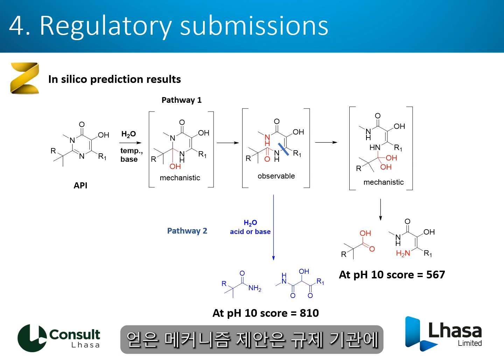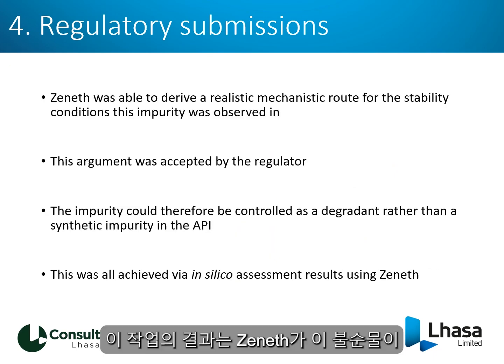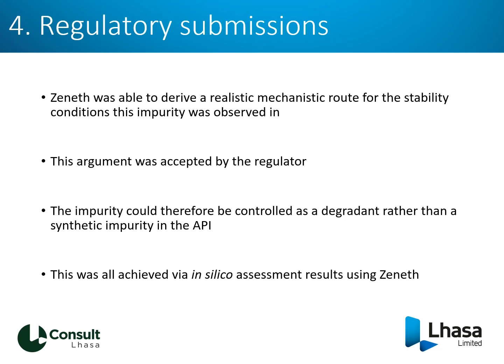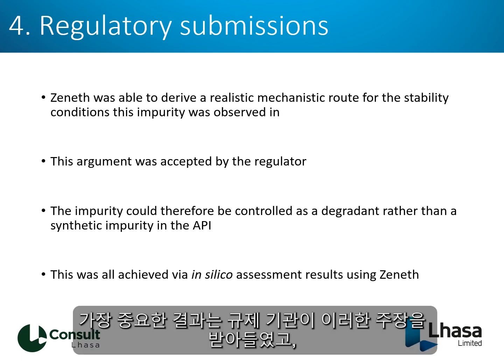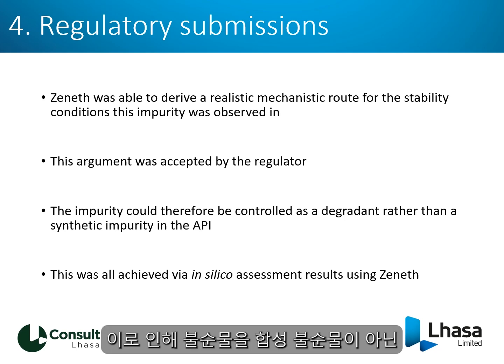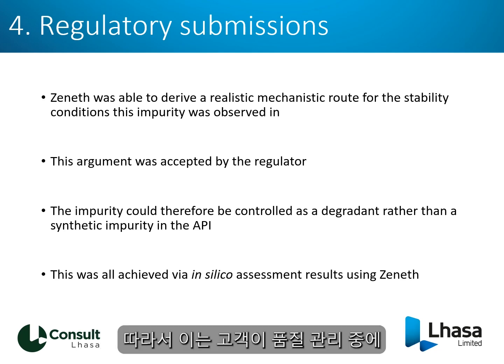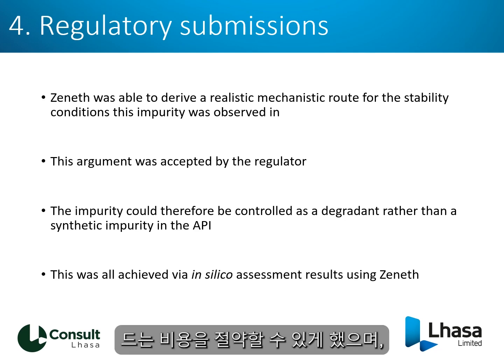The outcomes of this work were that Zeneth was able to derive a realistic mechanistic route for the stability conditions this impurity was seen in. The key outcome being that this argument was accepted by the regulator, and it allowed the impurity to be controlled as a degradant rather than a synthetic impurity. This then saved the customer from having to develop an additional analytical method during quality control, which would increase production costs, and this was all achieved using in silico assessment results.